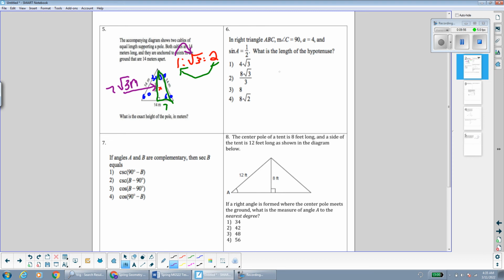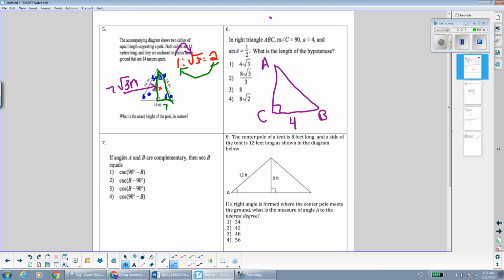In right triangle ABC, so I don't see a diagram, so I'm going to start setting mine up. Here's my right triangle. Angle C is 90 degrees. Side A is 4. That's opposite angle A. And sine of angle A is 1/2. What is the length of the hypotenuse?